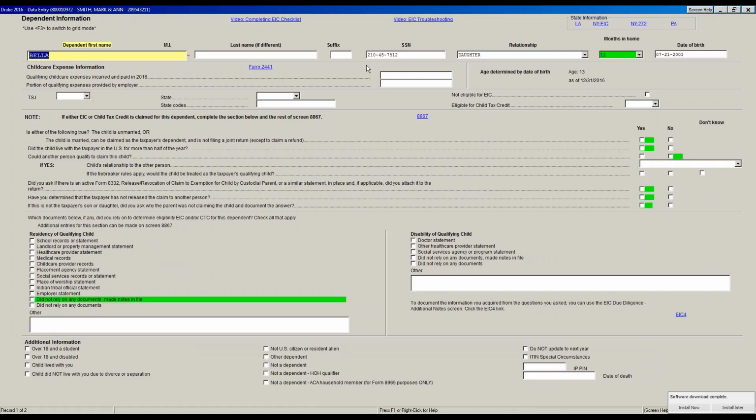but before I key anything in, I need to determine, do I even have a dependent to key in here? So if I don't have anyone that qualifies as a dependent, I don't even have to bother with this screen. So let's figure out what a dependent is.